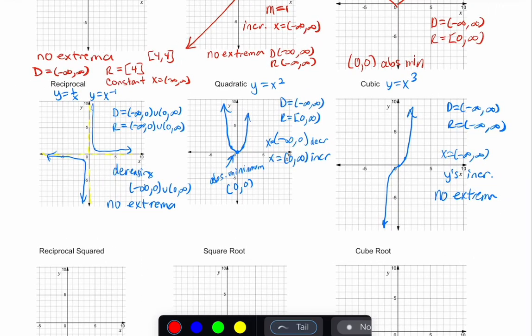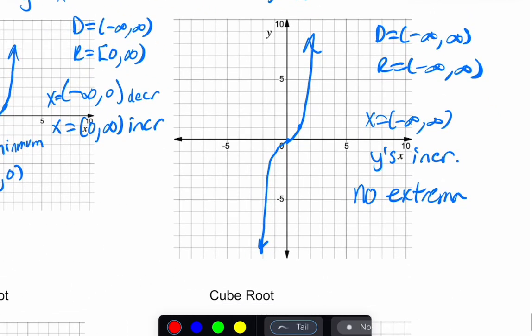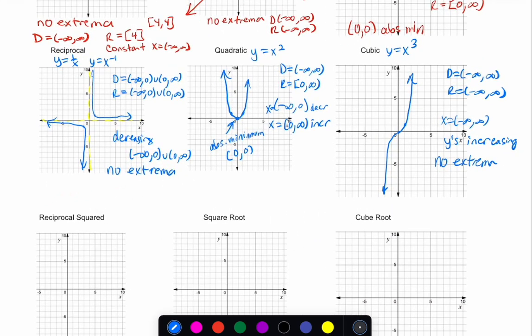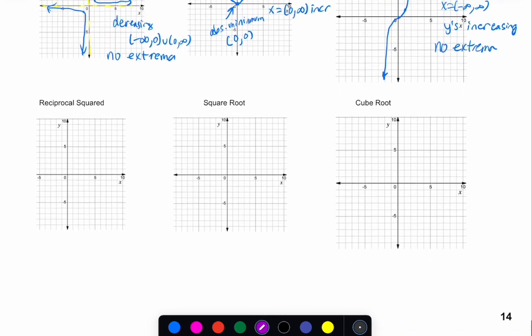Does anybody have any questions about those ones so far? Okay, we're almost, yes. Increasing. Sorry, my handwriting there. Sorry. Okay, so any other questions about those ones? Okay, so now let's go to our last ones here.